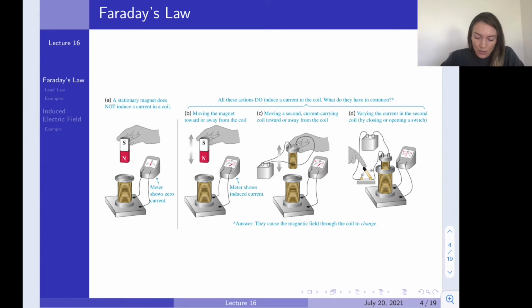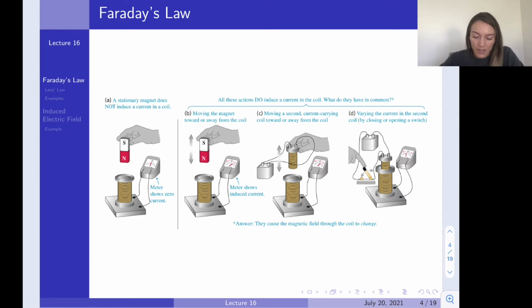Now, if I decide to move this magnet, basically if I move it at all, if I move it up and down, what you'll see is that will induce a current in this wire, and your ammeter will show some current reading. So just moving this magnet will induce a current in this wire.